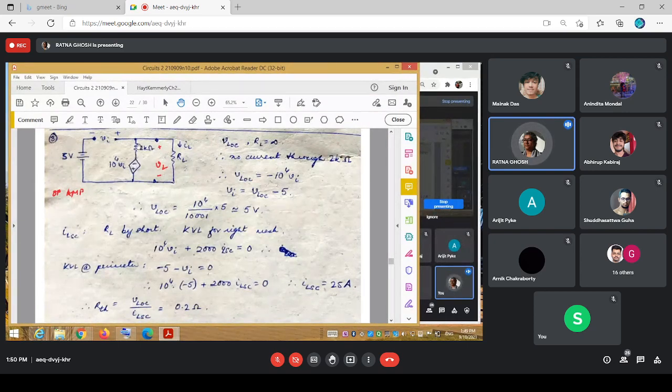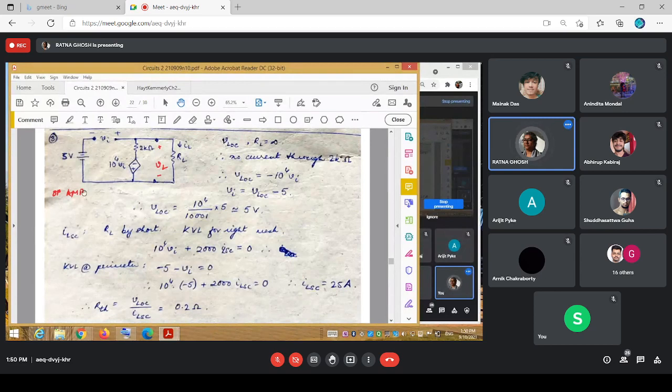Naturally, there is no current path in either direction. This is open as well as this is open. So what is this voltage? There is no current through this, so this voltage drop is nothing but this voltage drop in reverse. This is the minus terminal here. So it is minus of 10 power 4 Vi. So VLOC is nothing but minus of 10 power 4 Vi.